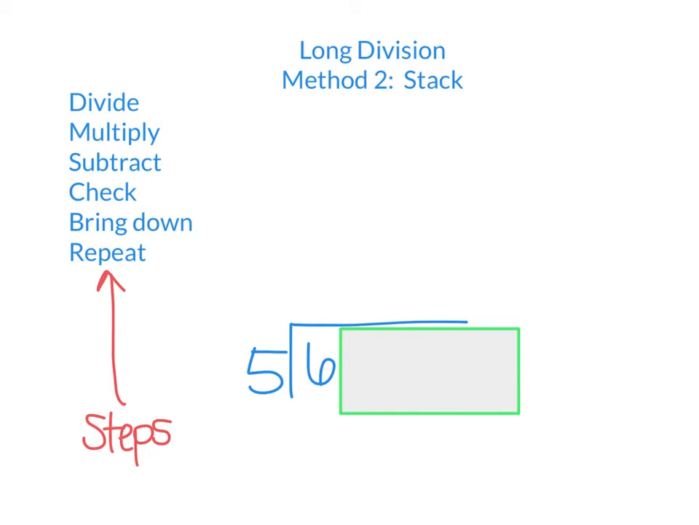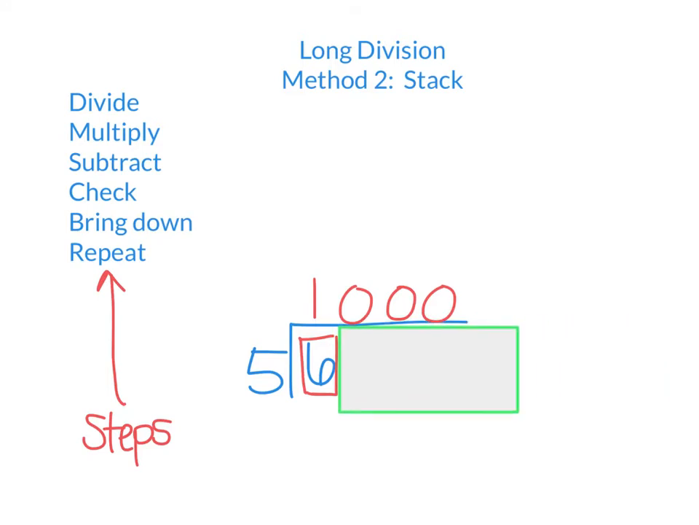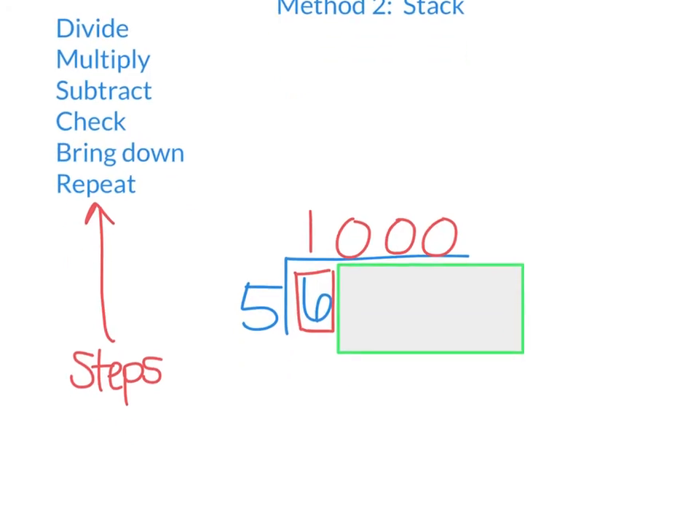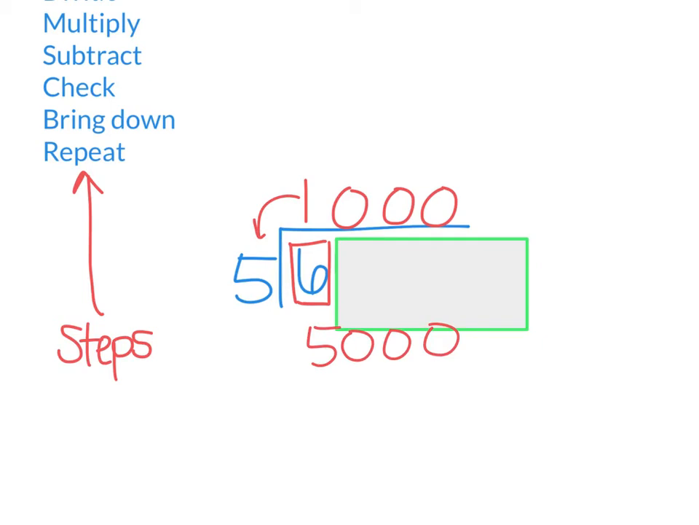So I'm still going to think 5 into 6, which is 1 time. However, this 6 is in the thousands place. So what I'm going to do is fill in the rest of those place values with zeros, because I'm technically asking how many times does 5 go into 6,000, which is 1 time or 1,000 times. So I'm going to put my 1,000 on top, and after I divide, I'm going to multiply my 1,000 times 5, and I'm going to get 5,000. So I'm going to fill in my 5,000 underneath, and then I'm going to subtract.